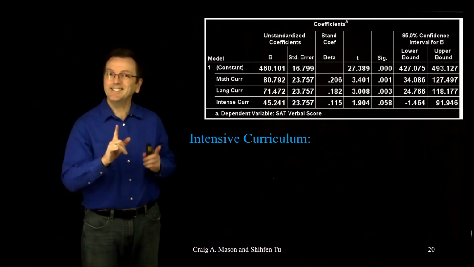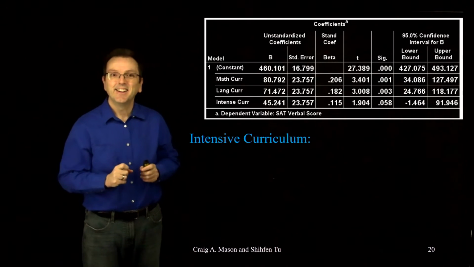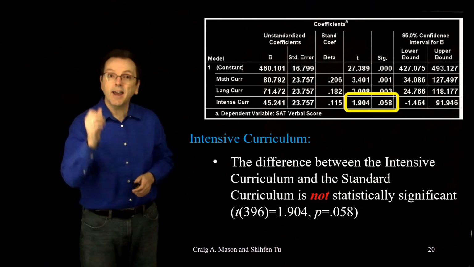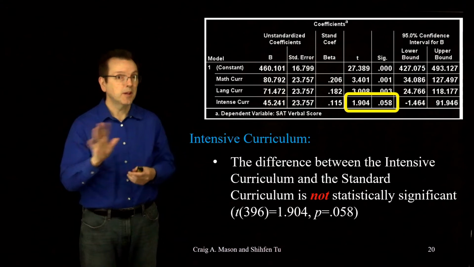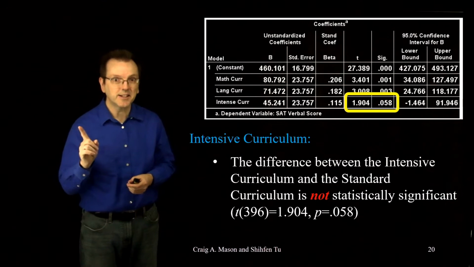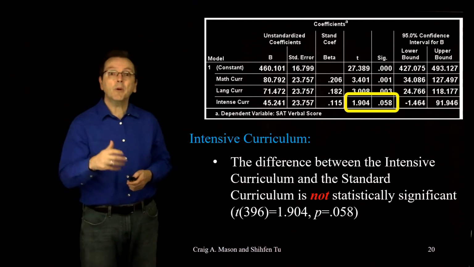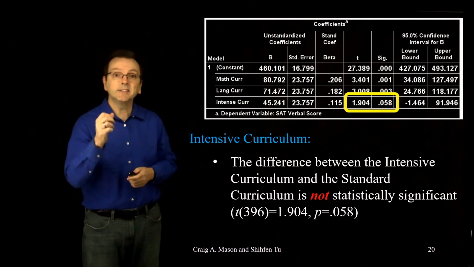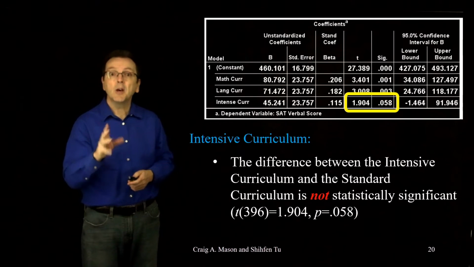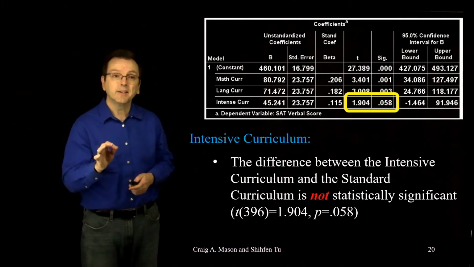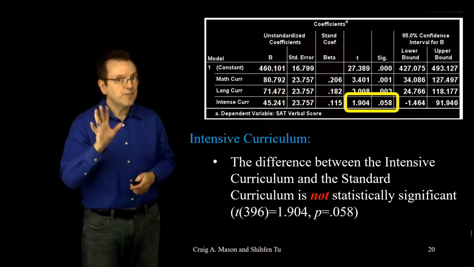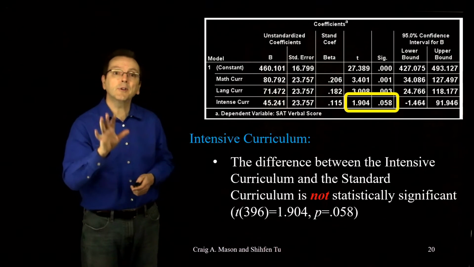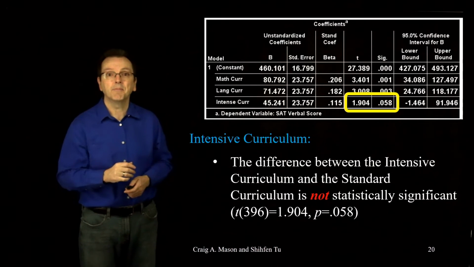Okay? It's a little different this time, isn't it? Notice that based on our t-test, the difference between the intensive curriculum and the standard curriculum is not statistically significant. Our t with 396 degrees of freedom is equal to 1.904, and our p-value is 0.058. So we're not sufficiently convinced that the means for these two groups are different in the population.